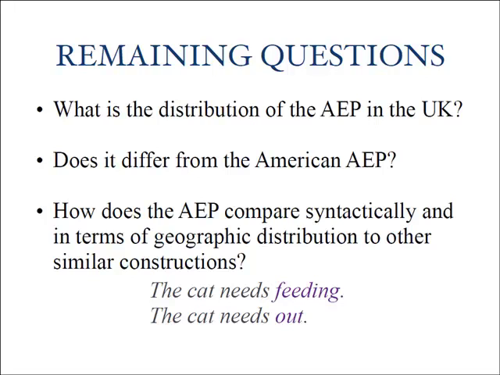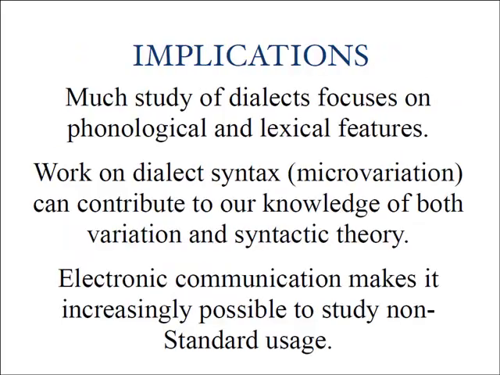And also, we have these other similar things, right? So "the cat needs feeding", "cat needs out" is something you might also hear. So how do these things compare in terms of the syntax, are these similar syntactically, and also in terms of geographic distribution, right? So where does the AEP stop going south, and the "cat needs feeding" concealed passive start? And I don't know exactly what the answer to that is.